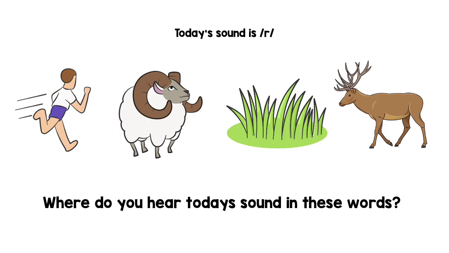Today's phoneme sound is R. Listen for the R sound in these words. Run. I hear it at the beginning. Ram. I hear R in the beginning of ram. Grass. I hear R in the middle of grass. Deer. I hear R at the end of deer.